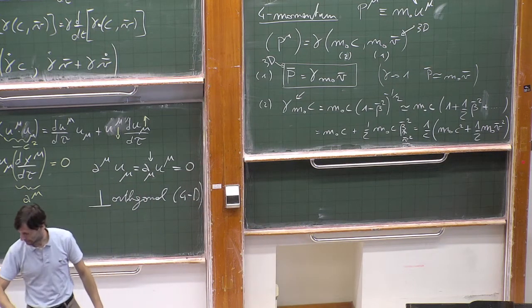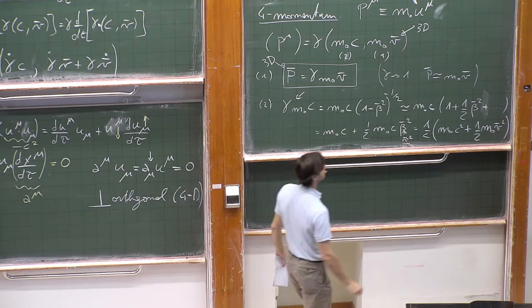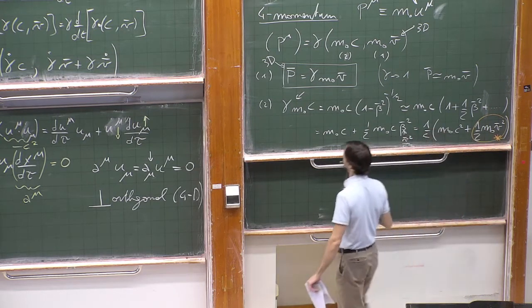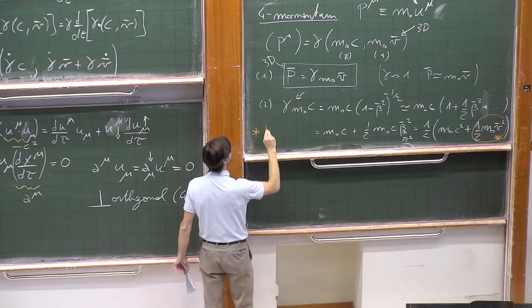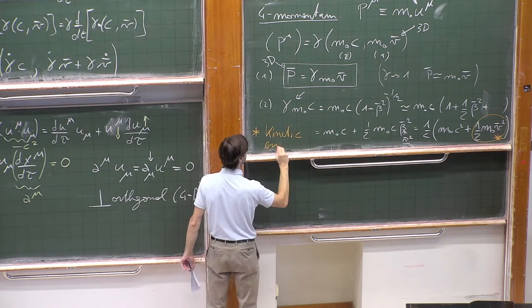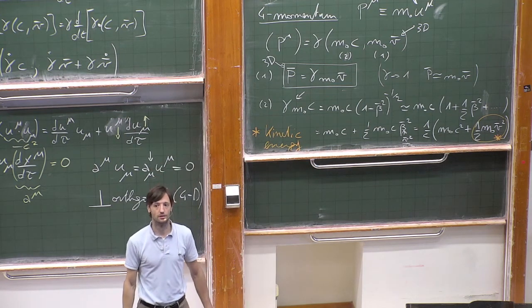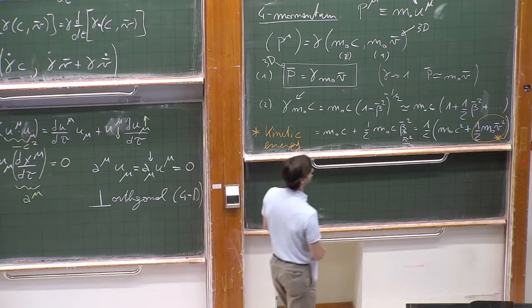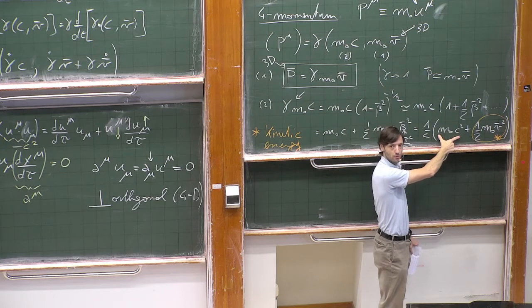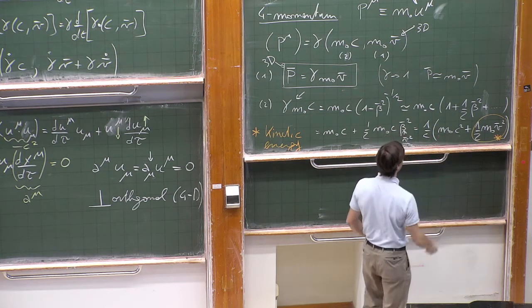Now things are more clear. What do we see? This guy is the kinetic energy. It is an energy. Then this guy must be an energy. They're coming from the same object, so they must have the same units. Therefore, this guy is an energy.